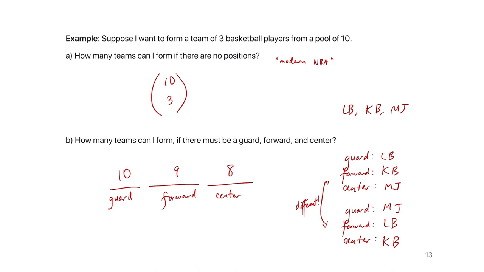With no order, all we care about is the three people we choose, whereas when we have specifically a guard, forward, and center, it matters who I select at each of these positions. So here, it would just be 10 times 9 times 8, but you can really think of this as: first, let me choose the three people, so 10 choose 3, and then how many ways can I assign them to positions? Well, I have three options for who can be the guard, two options for who can be the forward, and one option for who can be the center. So I multiply this by 3 factorial.